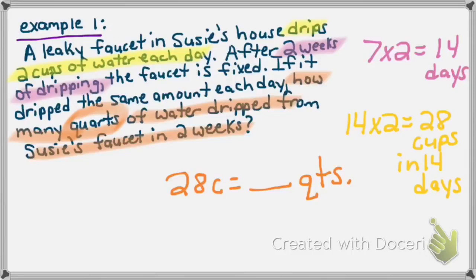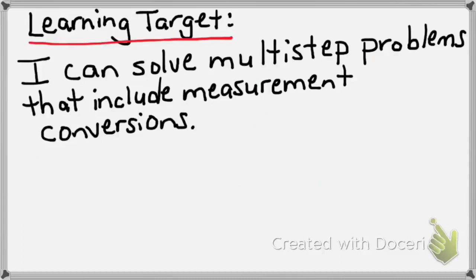So it's really about breaking the problem apart and solving one step at a time. Hopefully by now you can confidently say, I can solve multi-step problems that include measurement conversions. Again, we will continue practicing in class. The big thing with this lesson is to break it up section by section.